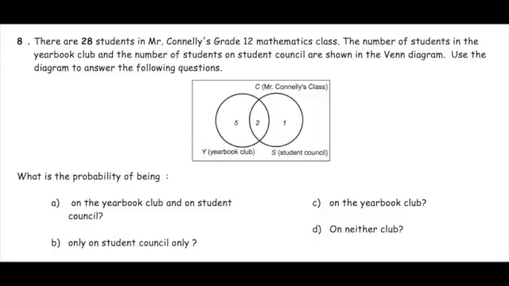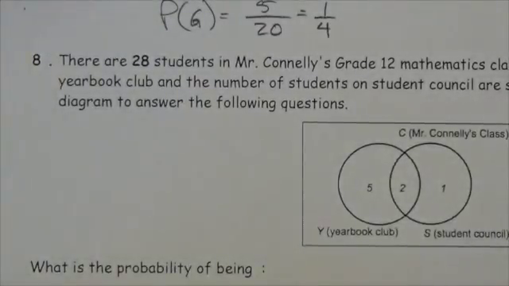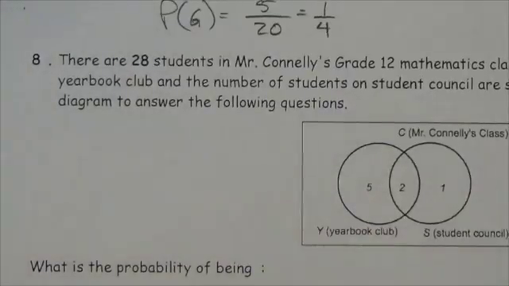There are 28 students in Mr. Connolly's grade 12 mathematics class. The number of students in the yearbook club and the number of students on the student council are shown in the Venn diagram. Use the diagram to answer the following questions. What is the probability of being in one of these following sets? Right now, we should recognize this question from this chapter on set theory. It's the exact same question. Now we're just going to add some probability questions to it.